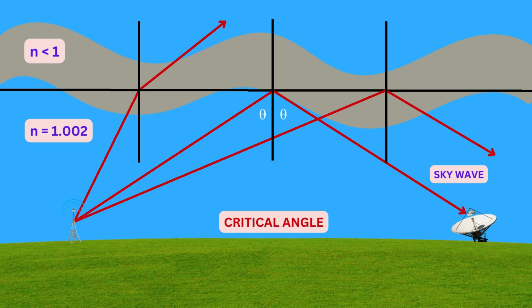At critical angle and beyond, the radio waves will undergo total internal reflection and will be reflected back towards the Earth's surface, and these waves are called sky waves.